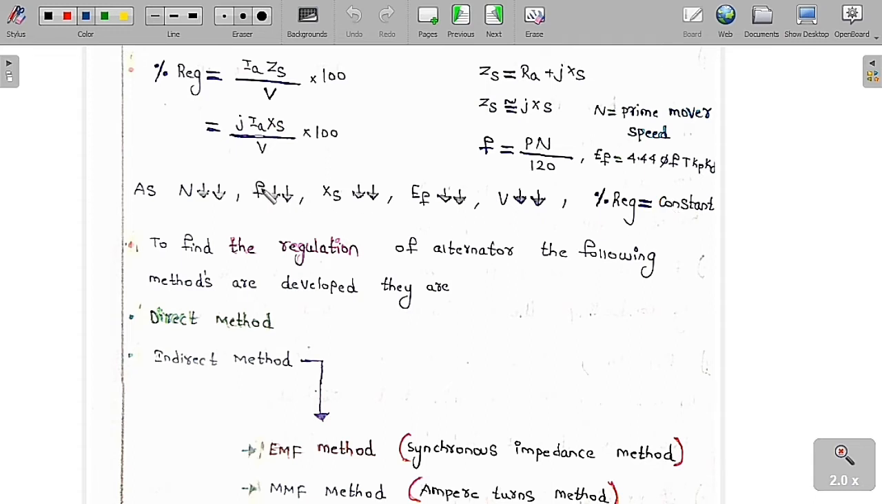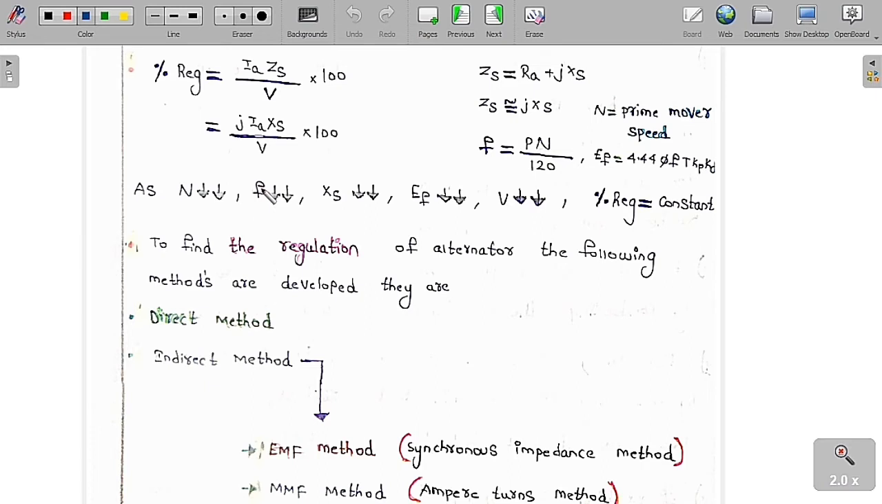That is the reason whatever graph you draw with respect to voltage regulation is always constant. It is independent of speed. Whatever graph I have drawn with respect to voltage regulation for different power factors, that graph is independent of speed. No matter what the speed of the alternator, the graph is always constant.